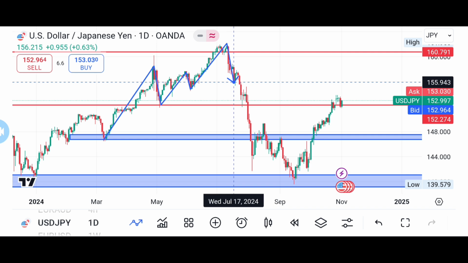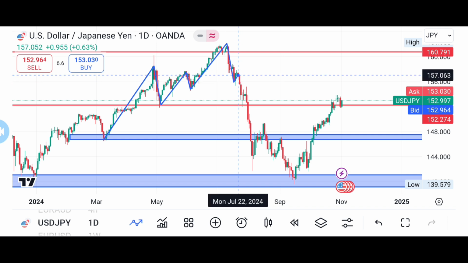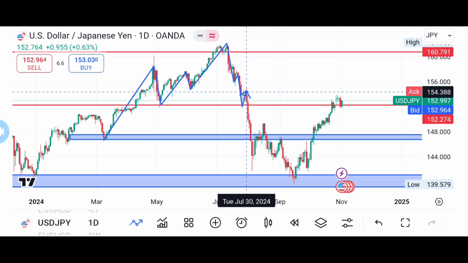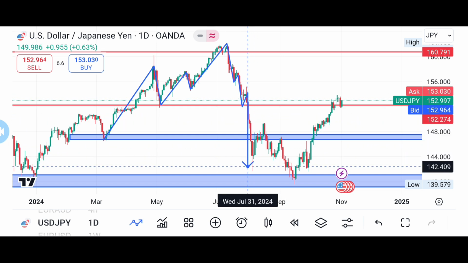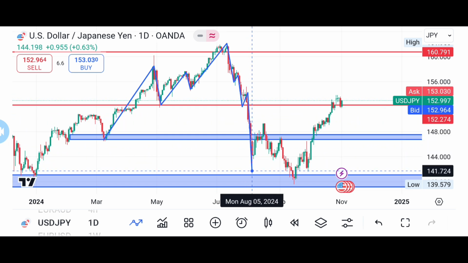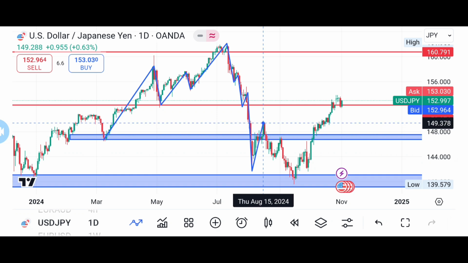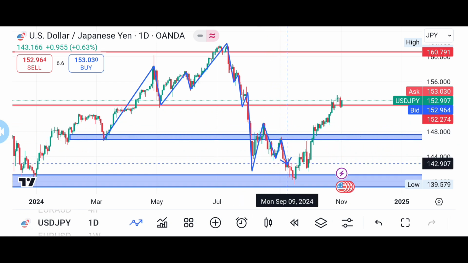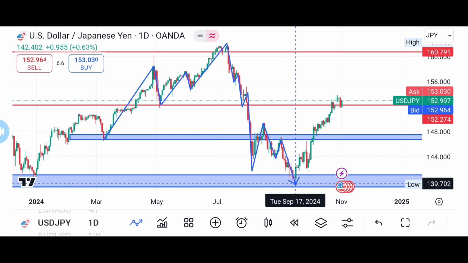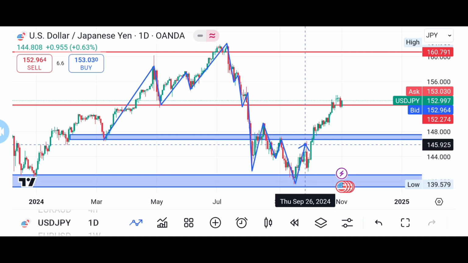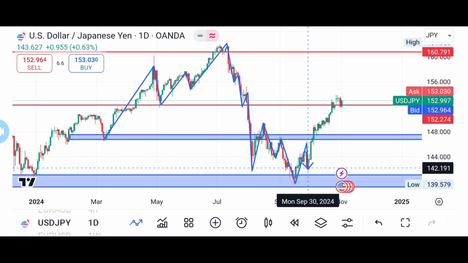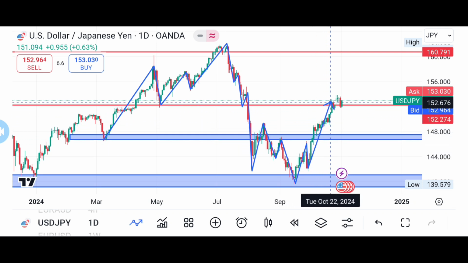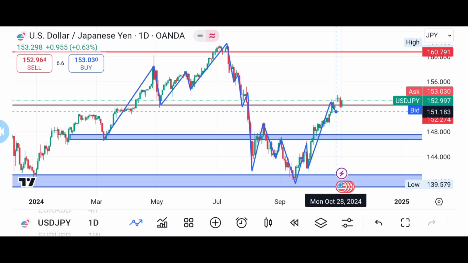So this is now the internal market structure. Remember, we have come from the monthly time frame to the weekly time frame. That is what I am calling top-down analysis. So what I'm drawing now is our internal market structure, and now you can see several breaks of structure, changes of character. You can see all of them now here.